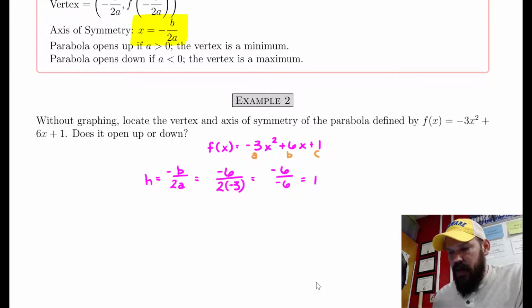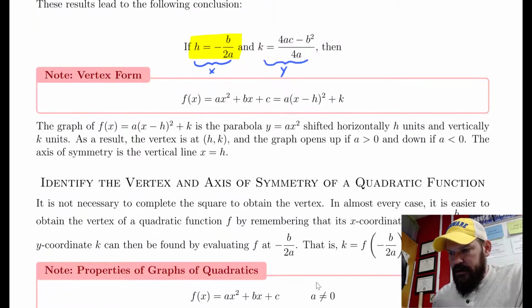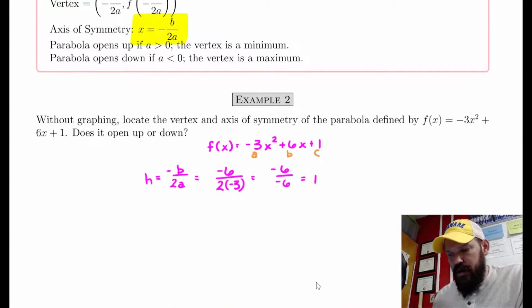Now I can find the y-coordinate two different ways. One, I can use the formula given right here, (4ac minus b squared) over 4a, or I can just take this x value of 1 and evaluate my function at 1.